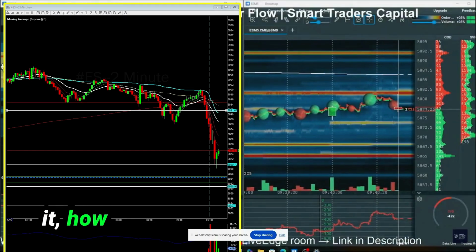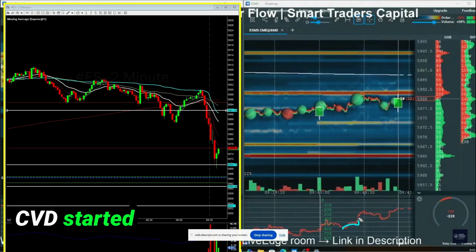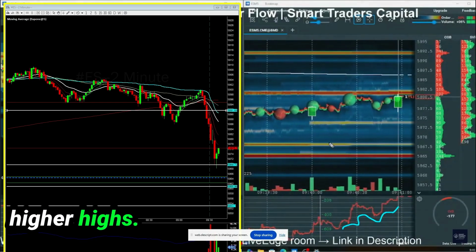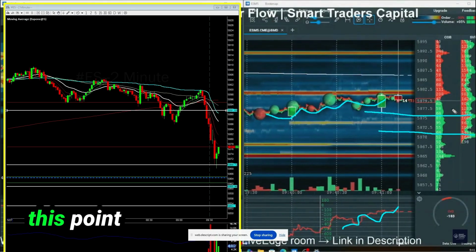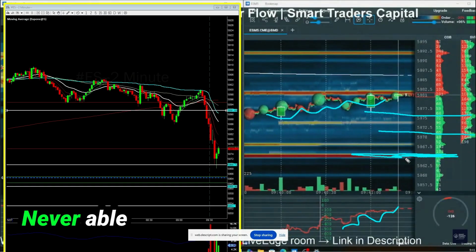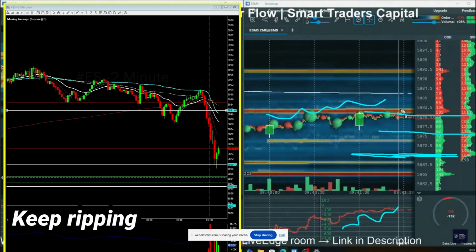Look at how easily the buyers absorbed. CVD started making higher highs. Sellers have disappeared. The point of control was here, and sellers were never able to break down this level. And the market just keeps ripping.